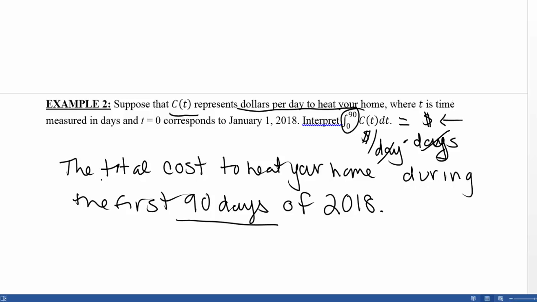So I'm calling that total cost, but you could say something like, the total amount of dollars you spend, or money, the total amount of money you spend to heat your home. But what's important is that we're finding the units of the definite integral here, and we're also including the units of the independent variable. So that's our sentence, and let's try another.